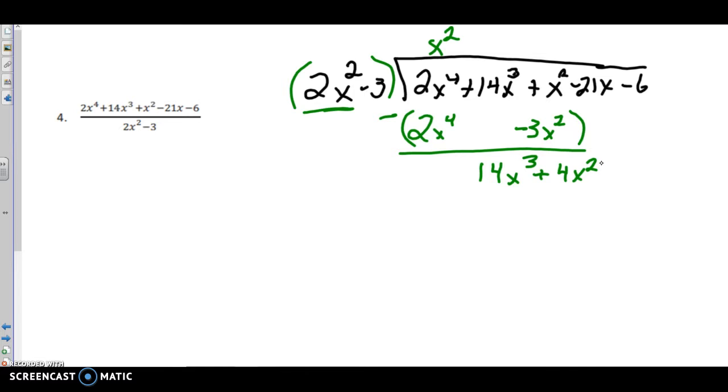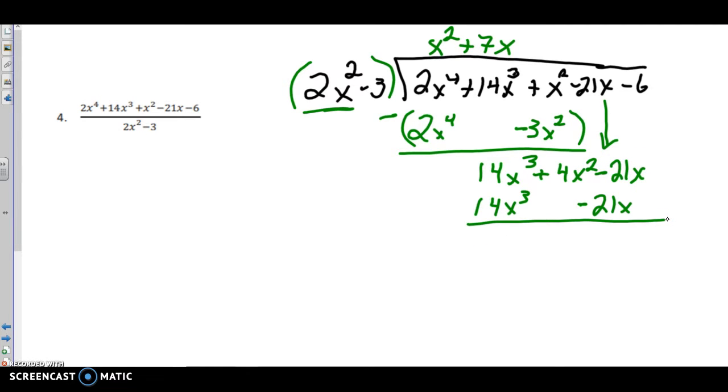So now I'm going to divide 14x cubed by the 2x squared, and that is going to get me 7x. Multiply back through everything. So I get the 14x cubed, and negative 3 times 7 is negative 21x. So I'm going to bring the negative 21x from the original down here, just so that I am lining up like terms. And when I subtract this whole thing, 14 minus 14 goes away. I have the 4x squared still. Negative 21 minus negative 21 is 0. So I am bringing down the negative 6.